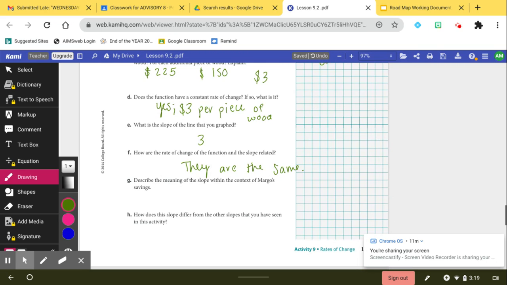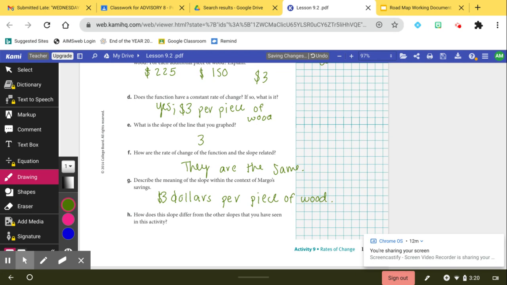Describe the meaning of the slope within the context of Margot's savings. So it's $3 per piece of wood she buys. That's how it affects her savings.